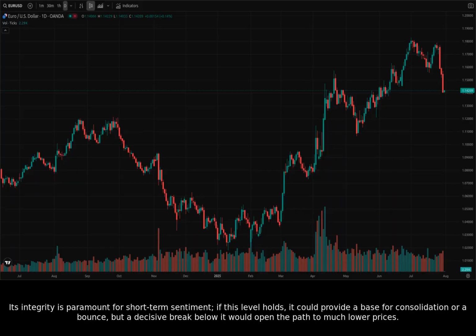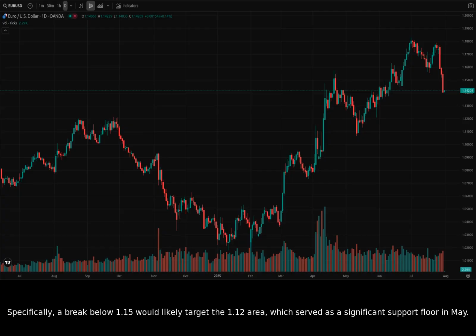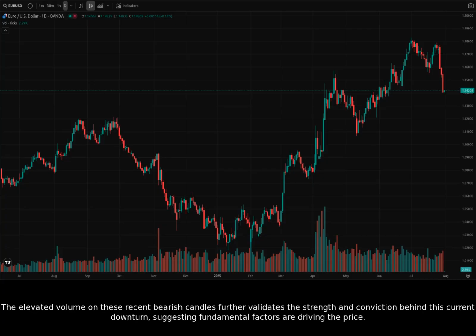If this level holds, it could provide a base for consolidation or a bounce, but a decisive break below it would open the path to much lower prices. Specifically, a break below 1.15 would likely target the 1.12 area, which served as a significant support floor in May. The elevated volume on these recent bearish candles further validates the strength and conviction behind this current downturn, suggesting fundamental factors are driving the price.